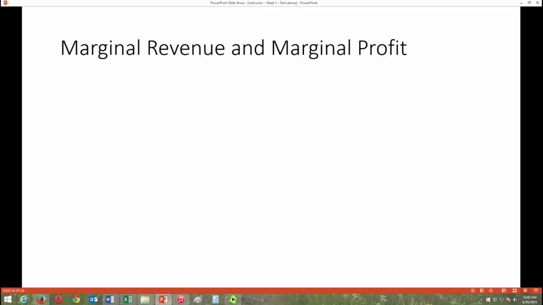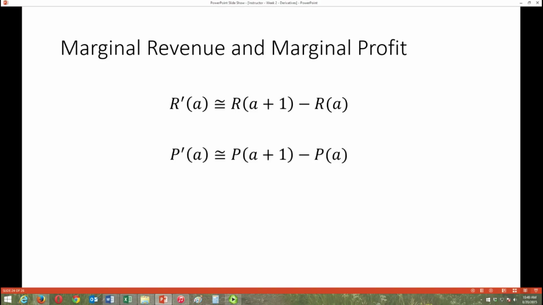Similarly, we have marginal revenue and marginal profit formulas. R prime of a is approximately equal to R of a plus 1 minus R of a, and P prime of a is approximately equal to P of a plus 1 minus P of a.